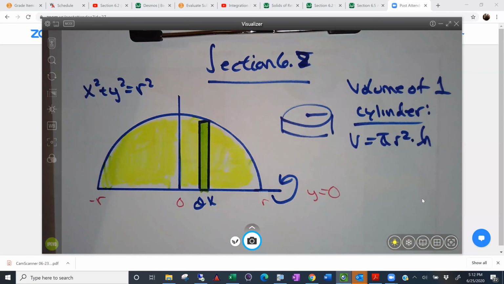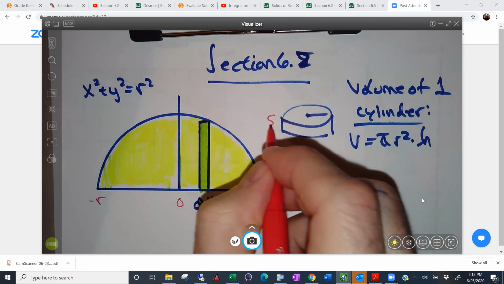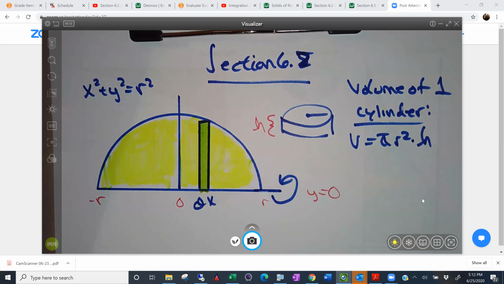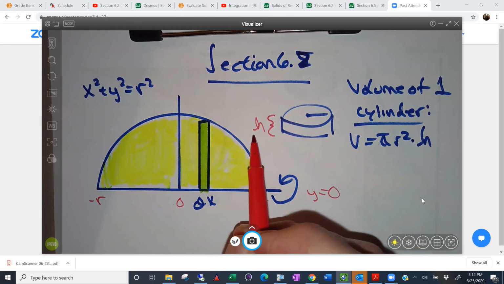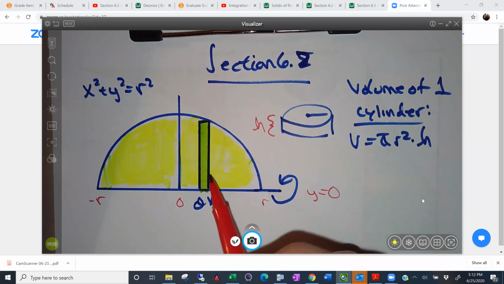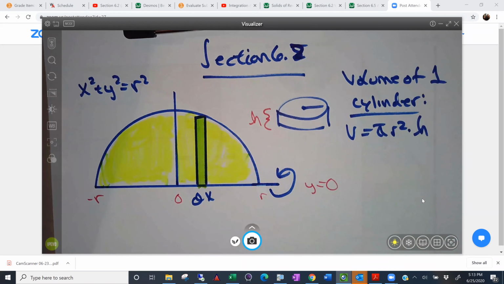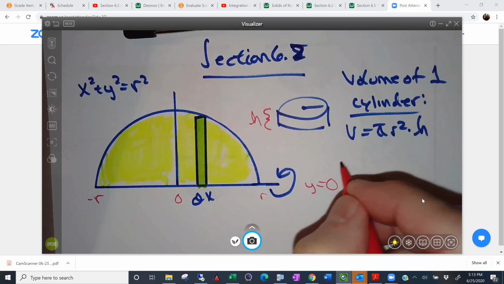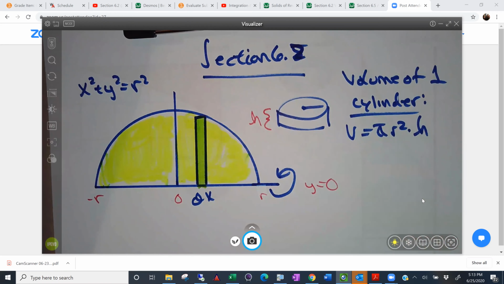Okay. So there's a couple things that we're going to need to get out of this then. We're going to need an expression for the height. Well, the height is just going to be this little piece right there. That's going to be h. Can anyone suggest what the height might be when I rotate this around the x-axis? Dx. Yeah, the height's going to be dx. So let's put that in here. H is dx.